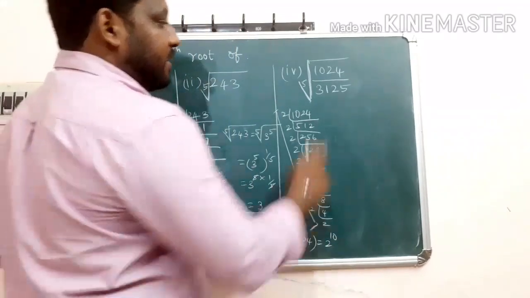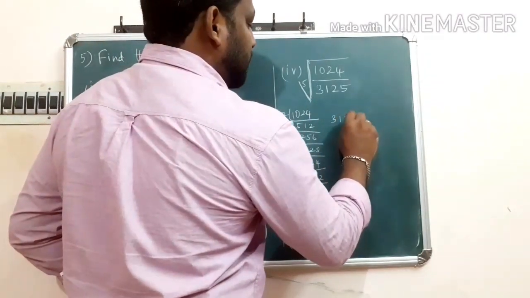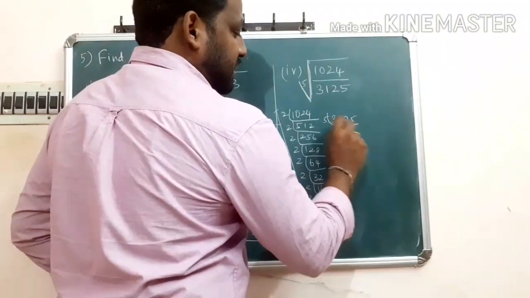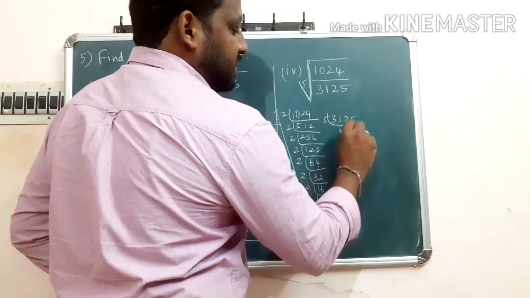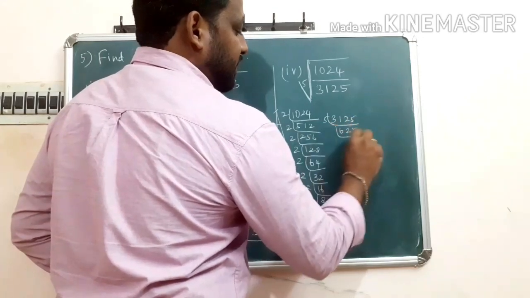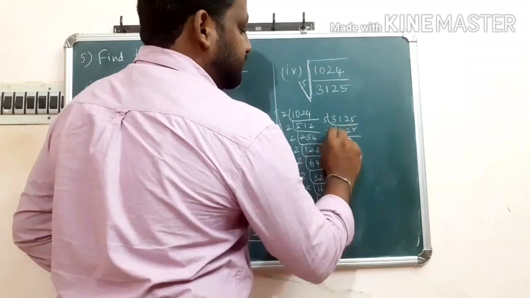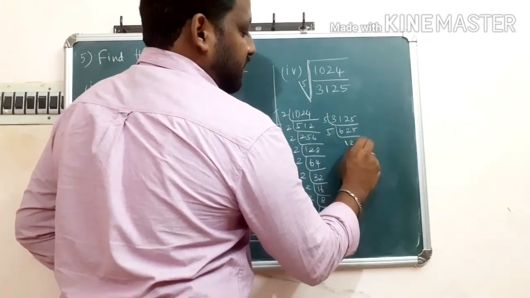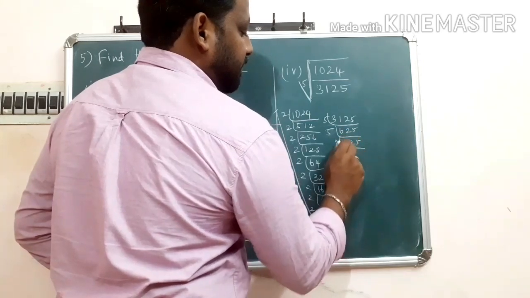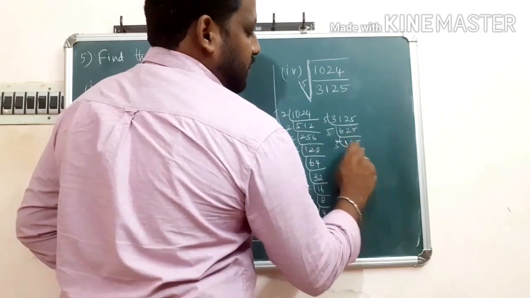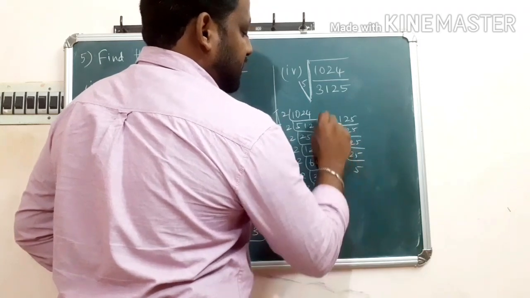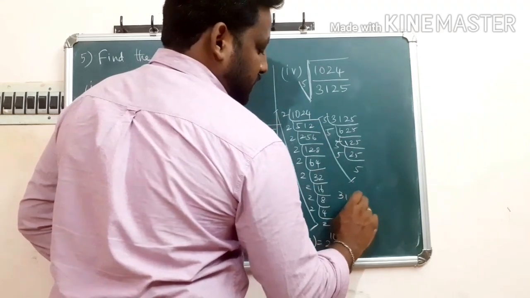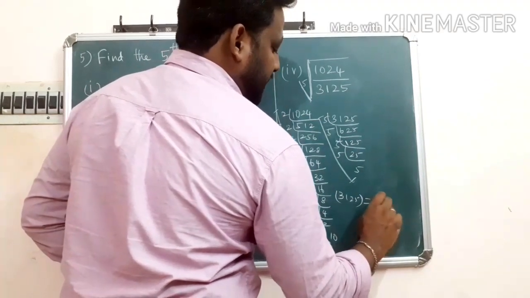And then 3125. The last digit ends with 5, so you can divide by 5. 6 5s are 30. Remaining 1, 2 5s are 10. Remaining 2, 5 5s are 25. Again 5. 1 5s are 5. Remaining 1, 2 5s are 10. Remaining 2, 5 5s are 25. Again 5. 25 5s are 125. Again 5. 5 5s are 25. So how many times? 1, 2, 3, 4, 5 times. So 3125 is equal to 5 power 5.